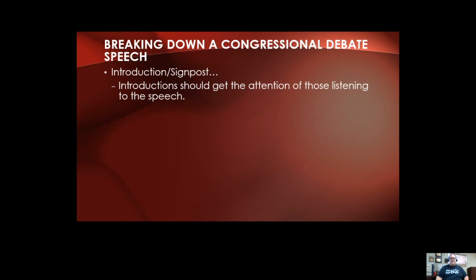Getting into the first part of the speech is the introduction and signpost. The introduction should get the attention of those listening to the speech, and also should be a maximum of 10 to 15 seconds. This is probably one of the more difficult things for congressional debaters to learn how to do, is to get the attention of a listener in 10 to 15 seconds. A lot of people in Congress, their introductions are longer than this, and it tends to get into the arguments, but 10 to 15 seconds is what we're looking for.